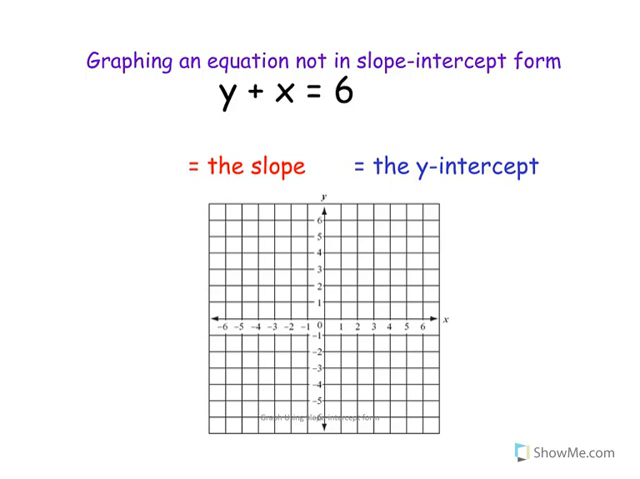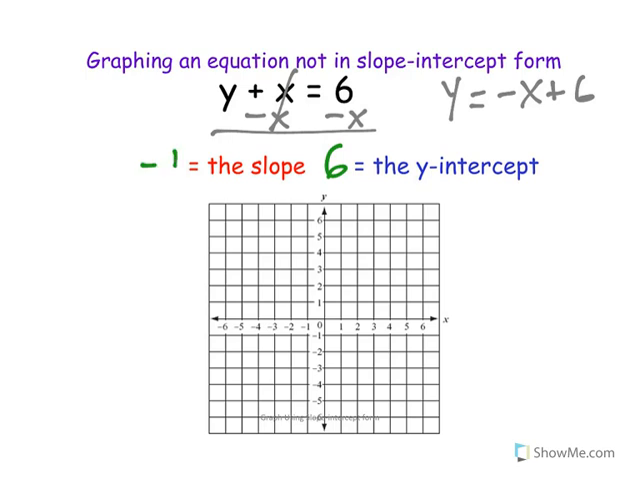So this one should be pretty easy. How am I going to solve this for y? I'm going to add negative x on both sides. Now we should write this as y equals negative x plus 6. If you want to write it as 6 minus x, that's fine, but you may mistake the slope and the y-intercept that way. My y-intercept is 6. My slope is negative 1.